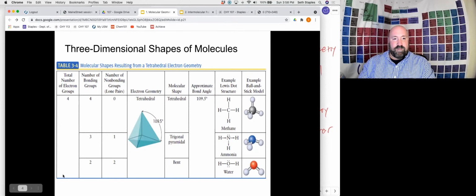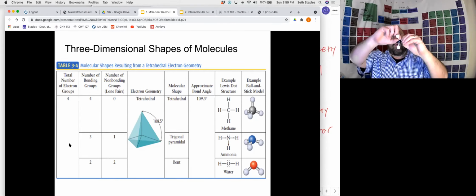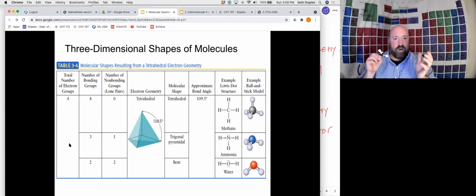Keep my hands off the trigger, so to speak. And so what you do first is you look for your total number of electron groups around your central atom. In the case of methane, we count 1, 2, 3, 4 electron groups. Now, when you're doing this, double or triple bonds count as 1 electron group.